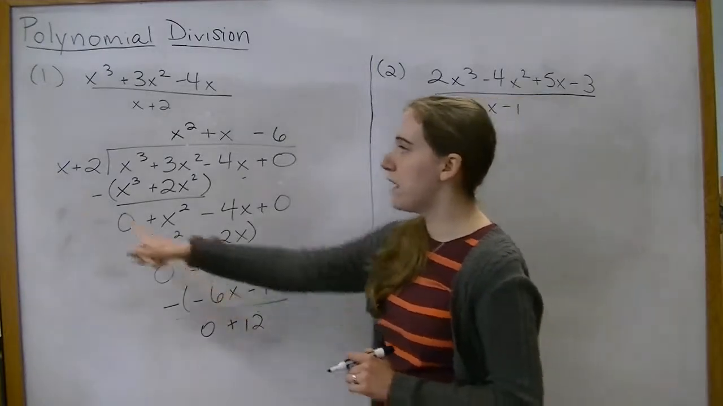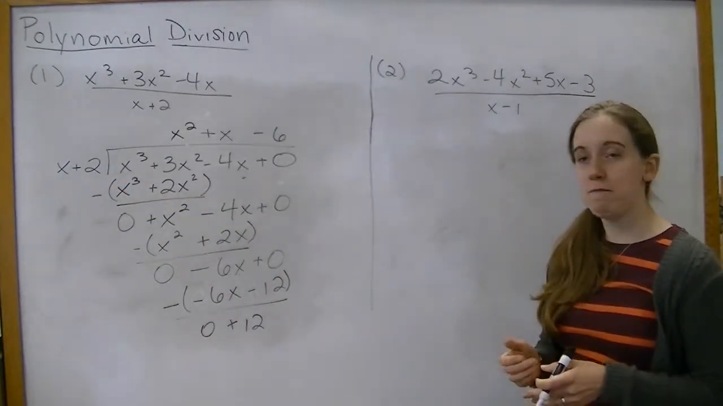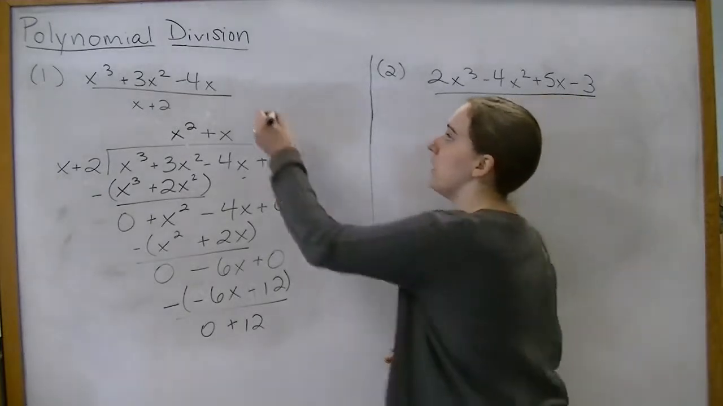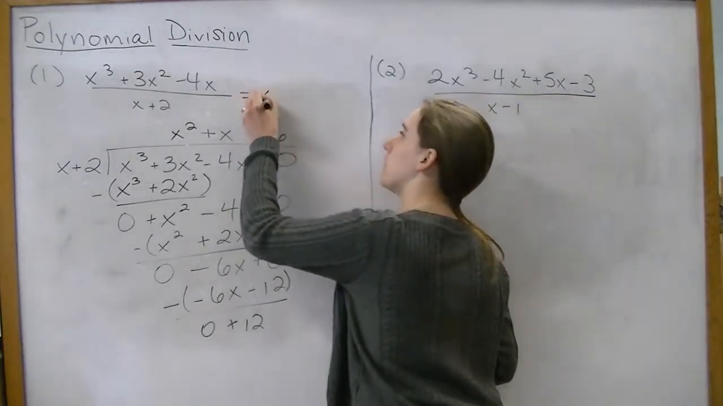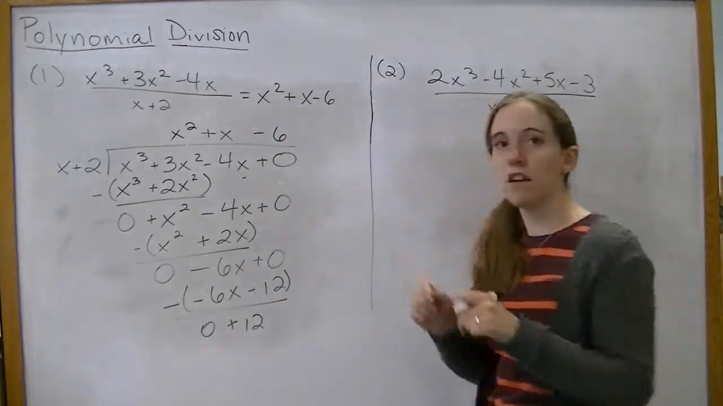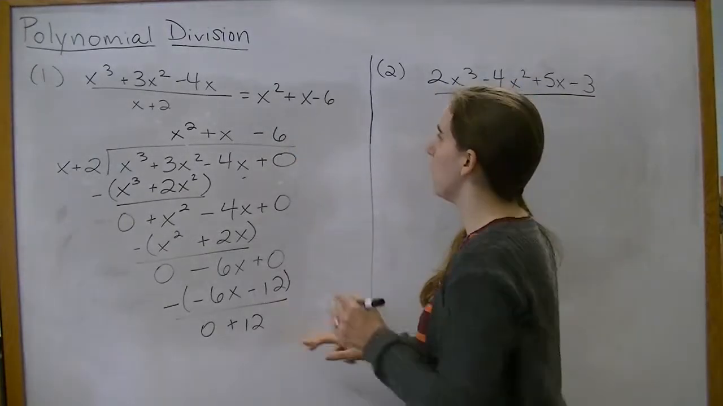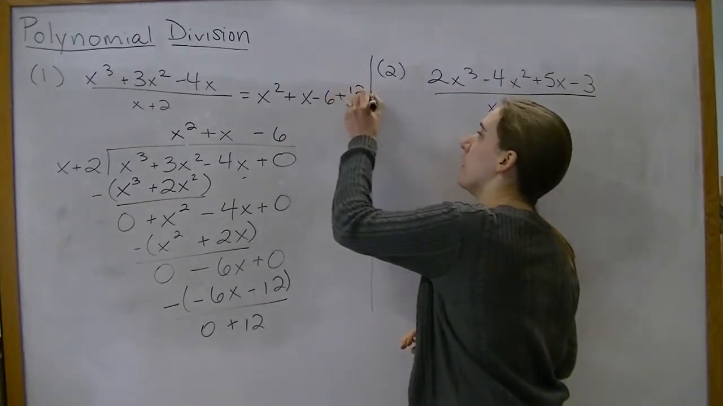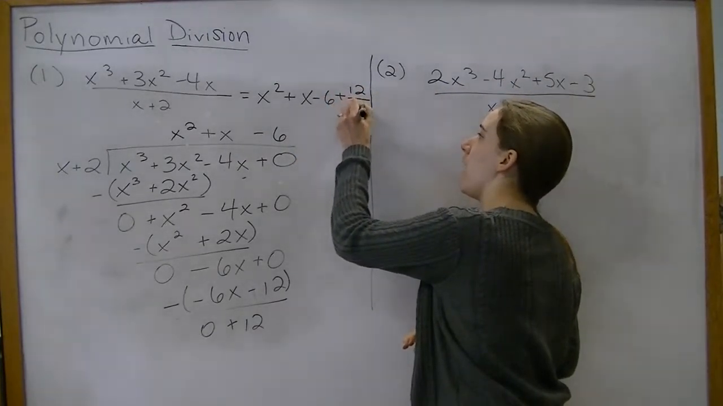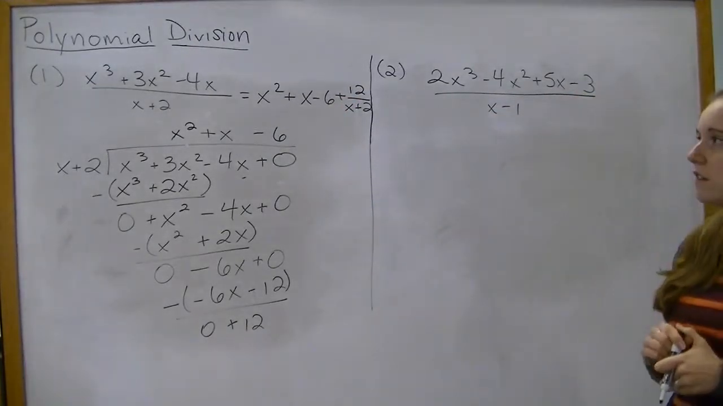Now we see our remainder has a lower degree than our divisor does. So we're done. So what we want to do is we can rewrite this. So there's our answer from our traditional division. That's where we would have it. And then I just add my remainder and divide it by the divisor. So that would be my answer to this division.